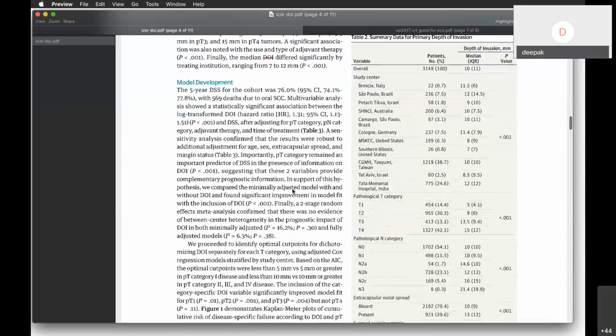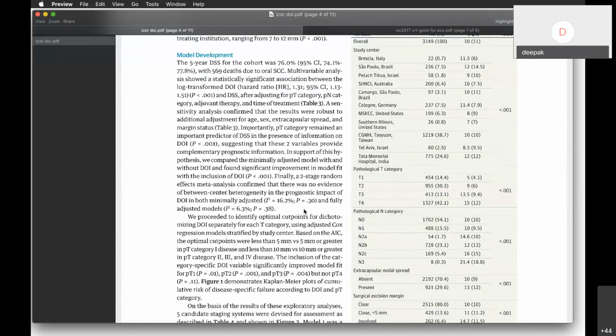Then they looked at other variables. The T category remained an important factor for disease specific survival, which we know because the higher the T stage of the patient, the less the disease specific survival is going to be. And the other factors also looked at the same features.